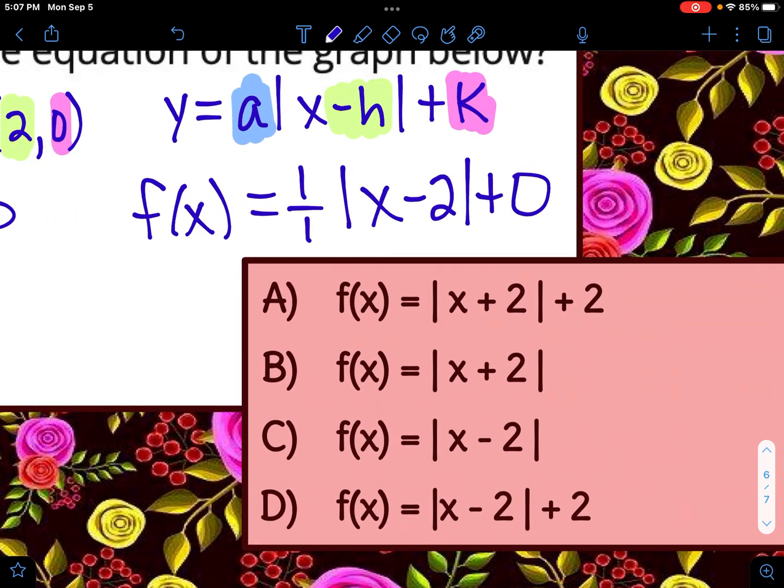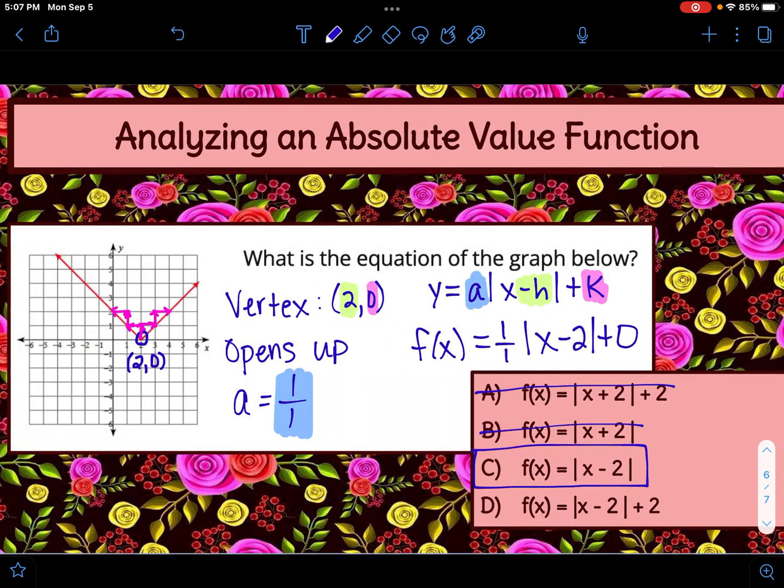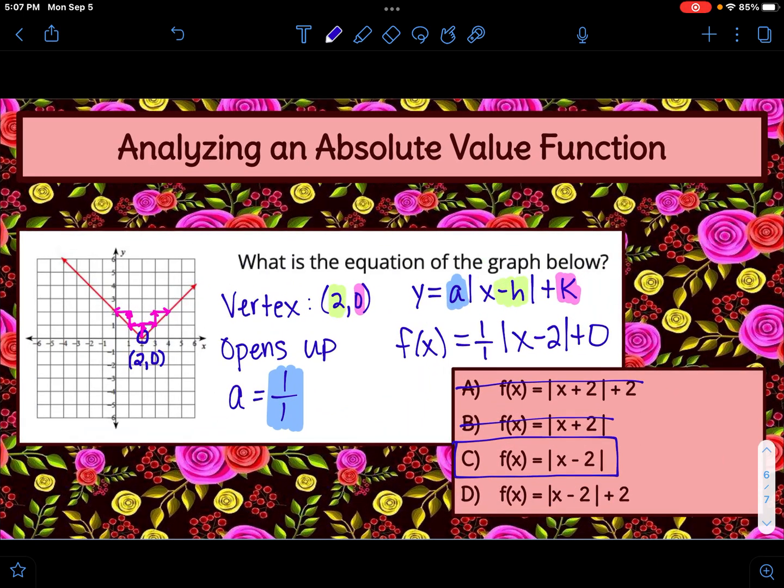So I'm going to look. Okay, they're all positive. They all have positive 1 out front. I'm going to pick C. There's my minus 2, changed the sign of h, plus 0, it's not written. So my answer is C.